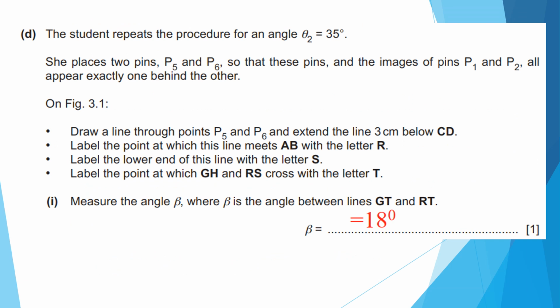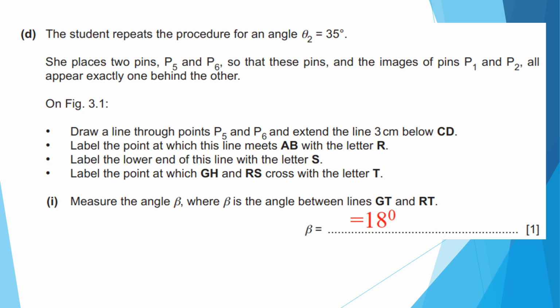Then B part, the student repeats the procedure for an angle theta 2, 35 degrees. She places two pins P5 and P6 so that these pins and the images of pins P1 and P2 all appear exactly one behind the other. Same procedure but with a different angle, that is 35 degrees. On figure 3.1, draw a line through points P5, P6 and extend the line 3 cm below CD. Label the point at which this line meets AB with the letter R.